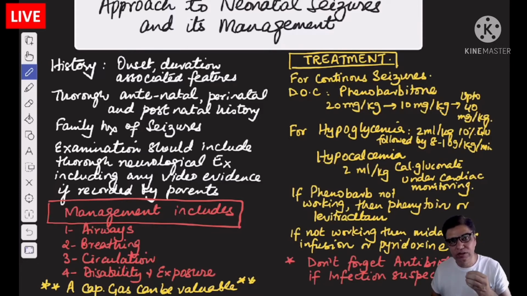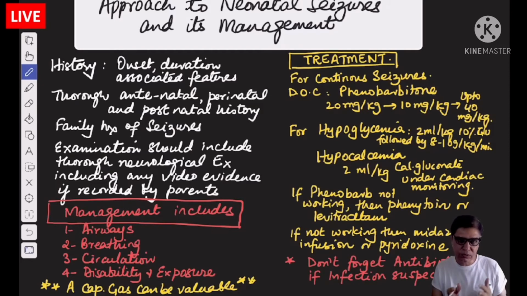If it stops the seizures, well and good. If not, you can give further aliquots of 10 milligram per kg of phenobarb till you reach a total of 40 milligram per kg body weight. So you can go up to a maximum of 40 milligrams per kg of phenobarb. Once you have reached 40 milligram per kg, you cannot give any further phenobarbitone. So you have to stop there. Then you have to move on to the second line drugs.